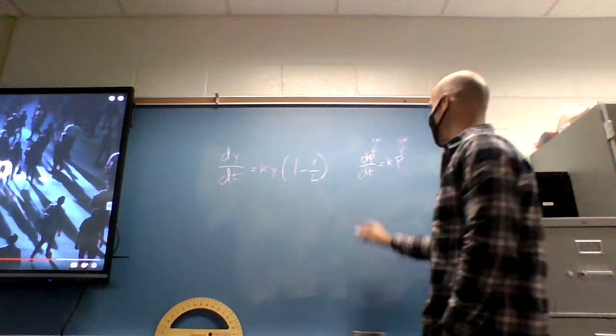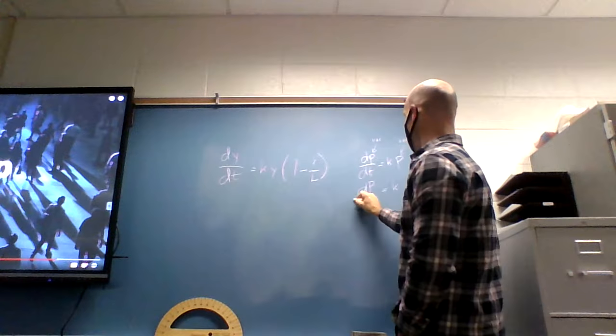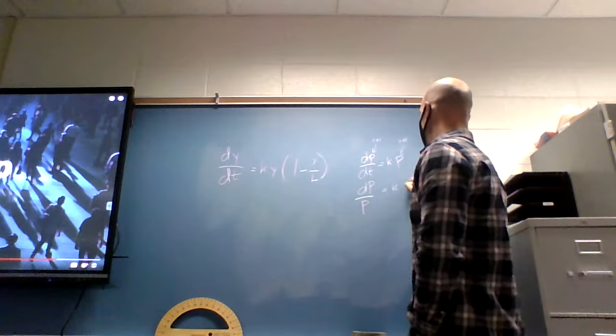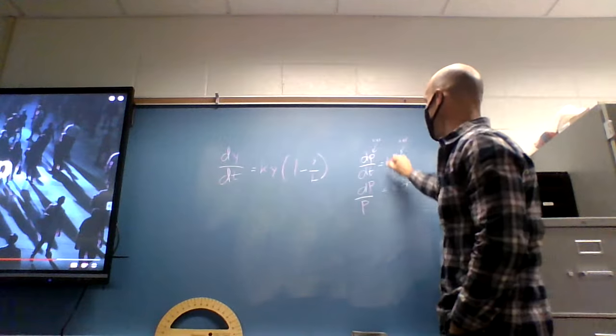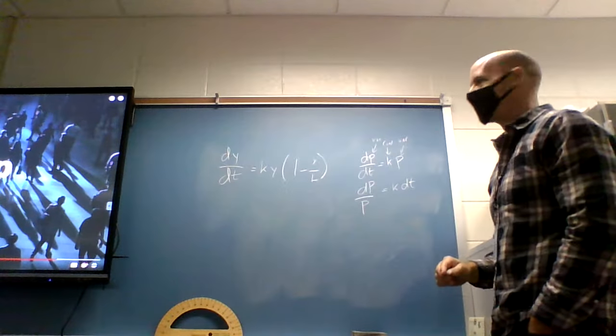We want to separate our variables, right? So this would be dp over p equals k dt. The p is going to go below there, and then dt is over here. Remember, this is a constant. This should be seen from over here real quick. So now what do I do?